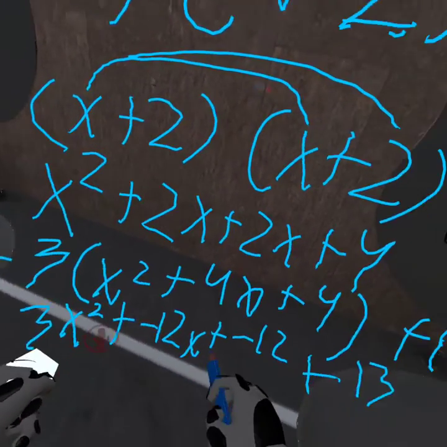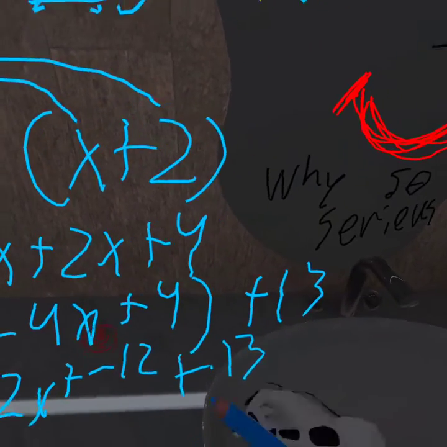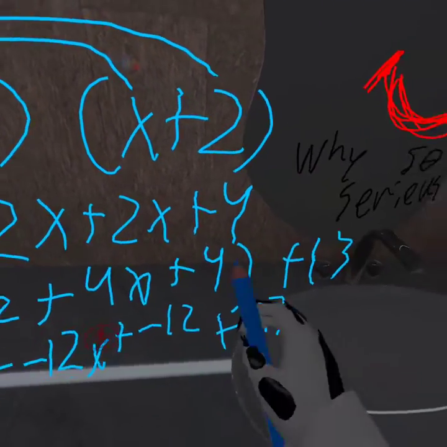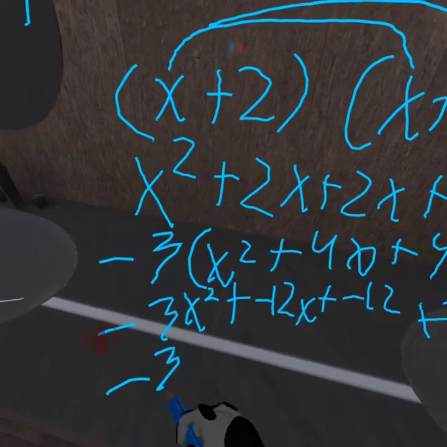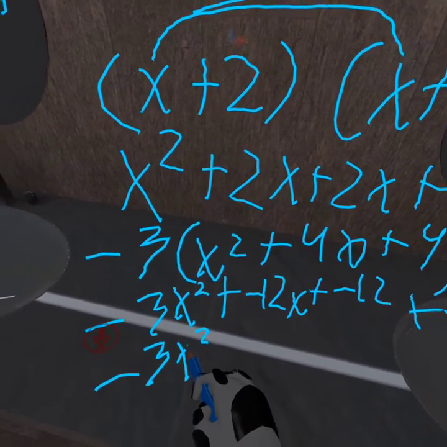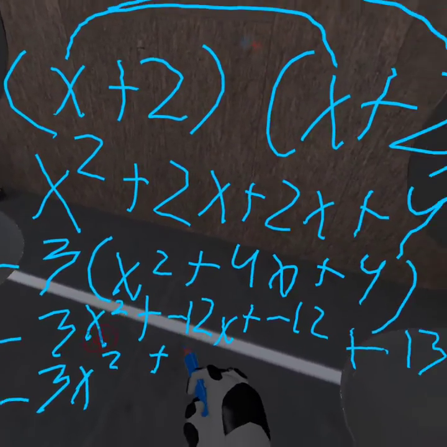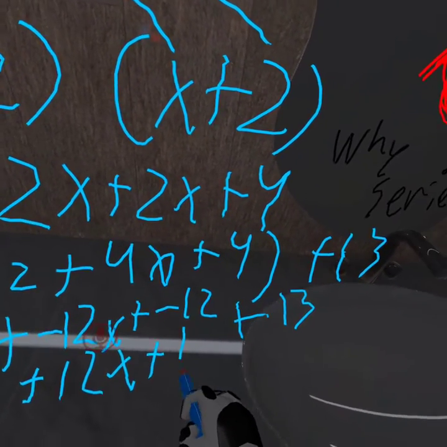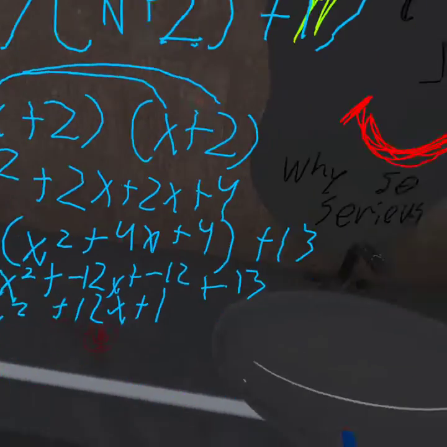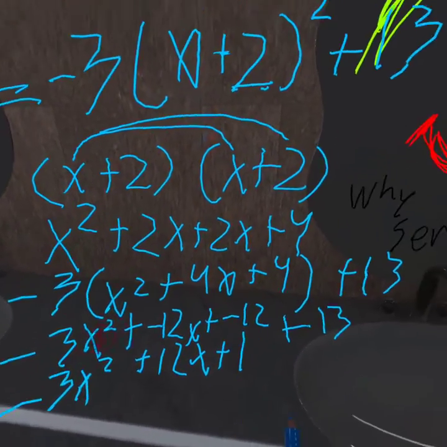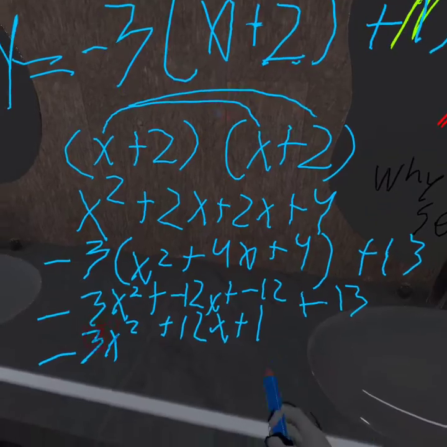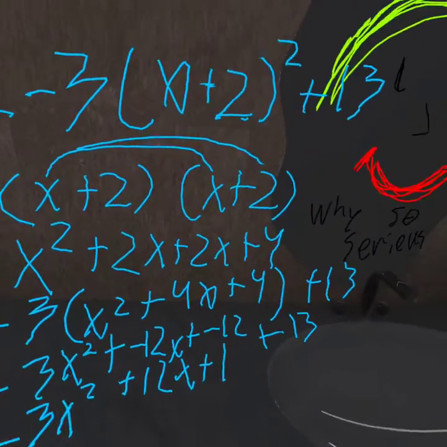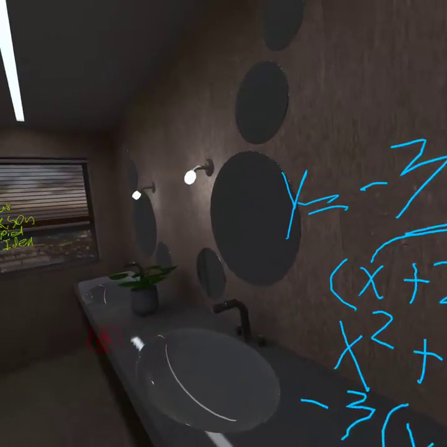Anyways, then we add the 13. Okay, nothing here is alike except for negative 12 and 13. We add those together. What do we get? 1. So negative 3x squared plus 12x plus 1. Oh, wait, that looks pretty darn similar to standard form, you might think. 'Cause it is. All we have to do is add the y. And we're done. And that is it for today.